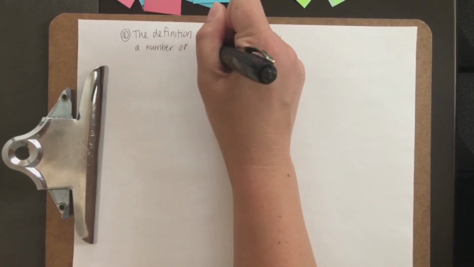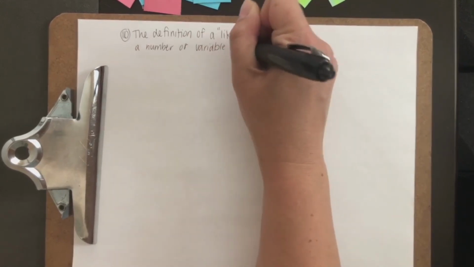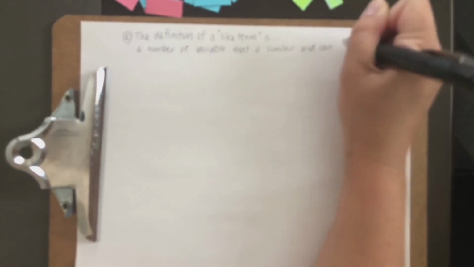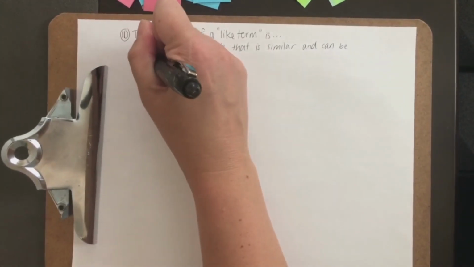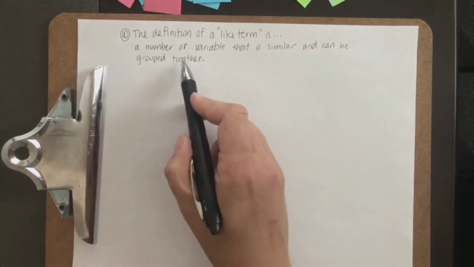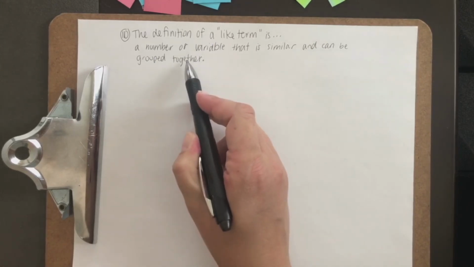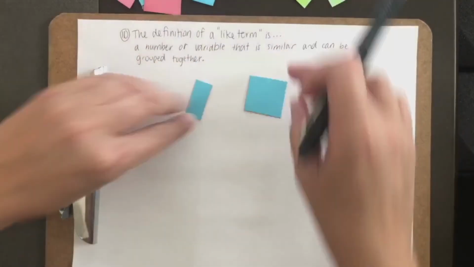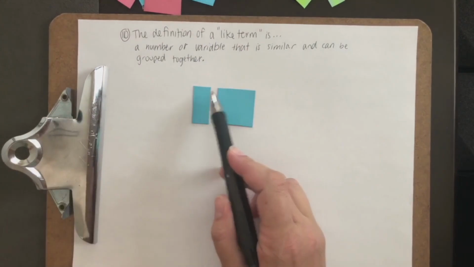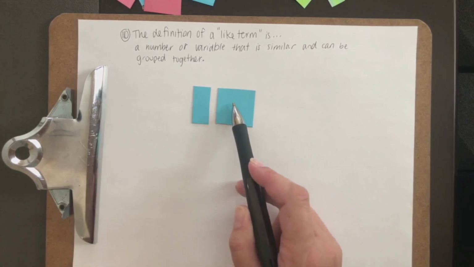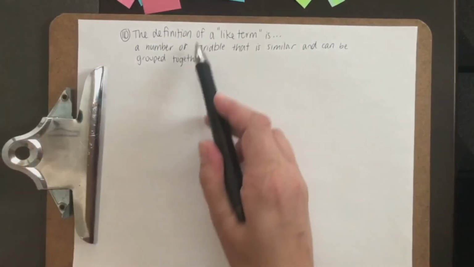or variable that is similar and can be grouped together. Okay, so this kind of covers both ideas about how the tiles look different and they can't be combined. For example, you can't put these together and say, I have 2 of these. Well, 2 of what? You have to say, no, I have 1x and 1x squared. So you can't put them together. So I think that covers that kind of idea.